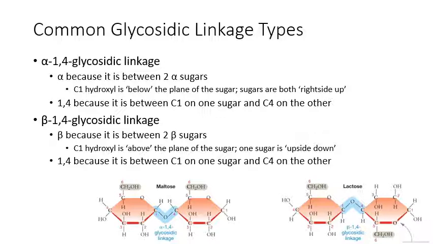But you can always recognize an alpha from a beta glycosidic linkage by looking at the monosaccharides and seeing if they're both facing the same way, then it's an alpha linkage. Also, if that oxygen is pointing down, then it's an alpha linkage. If the sugars are facing opposite directions, then it's a beta linkage. Also, if the oxygen is facing up, then it's a beta linkage.